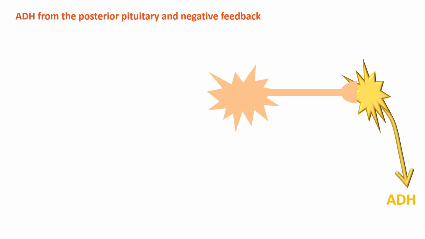So those were all very loop-orientated ways of maintaining homeostasis through negative feedback. In this case, we have a different type of mechanism. So if you remember, antidiuretic hormone, ADH, is synthesized in the hypothalamus and it's then released from the posterior pituitary.